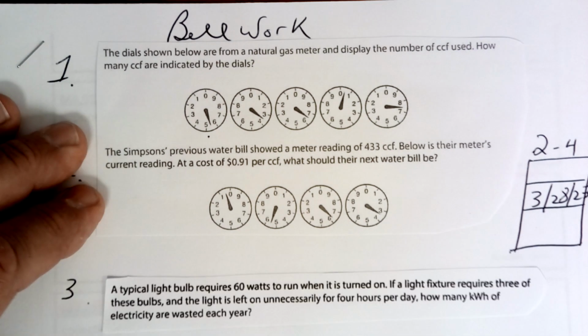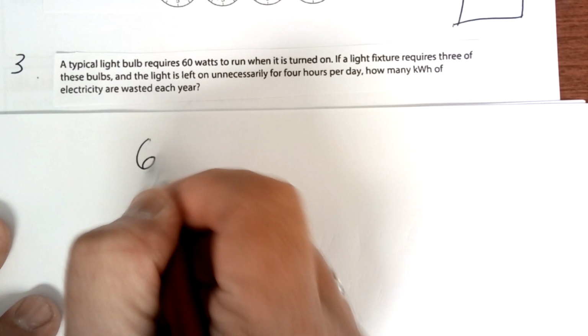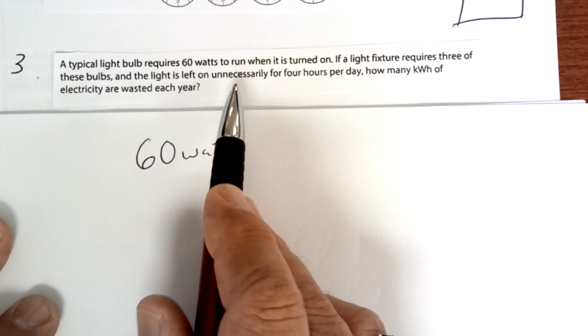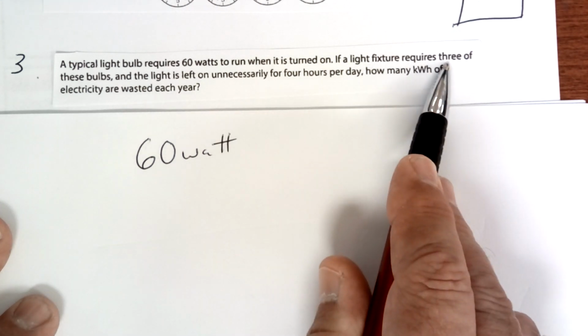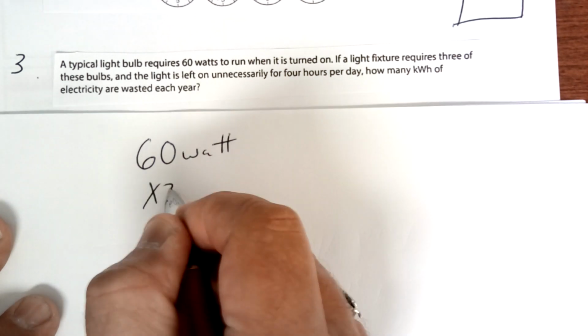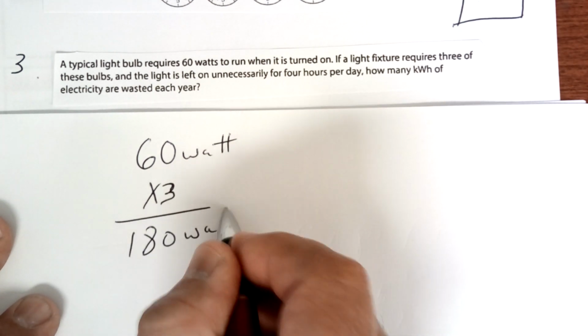Let's take a look at this one right here. I'm going to slide it up a little bit. Okay, so you have a 60-watt light bulb, and you have a total of 3 light bulbs per fixture. Okay, so 3 light bulbs right here, 3 light bulbs per fixture. So we're going to multiply that by 3. When you do that, you have 180 watts per hour.